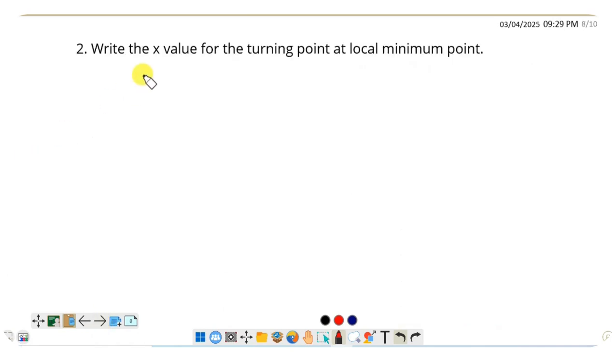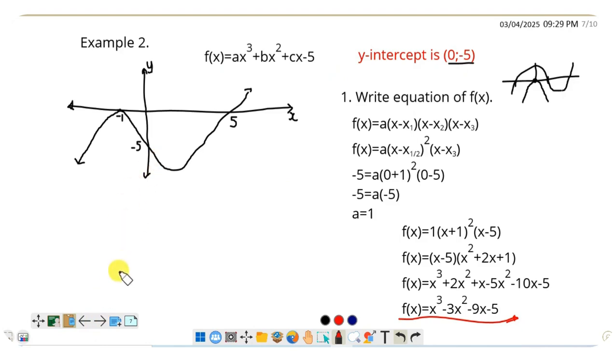Two of that, they say write the x value of the turning point at the local minimum point. Okay, local minimum point. What is a local minimum point? The graph has two turning points, right? So the local point is where the graph is turning, so where the graph changes direction.